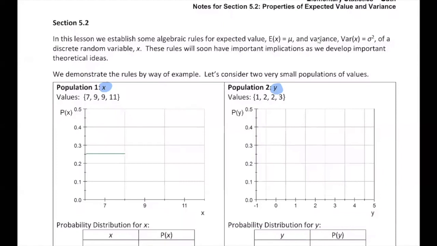Okay, to get a 9, that's 2 out of 4, so that's a 50% chance. And I'm going to make my marker a little darker here. And then to get an 11, there's only 1 out of 4, so that goes down to a 25% chance again. Okay, any questions?